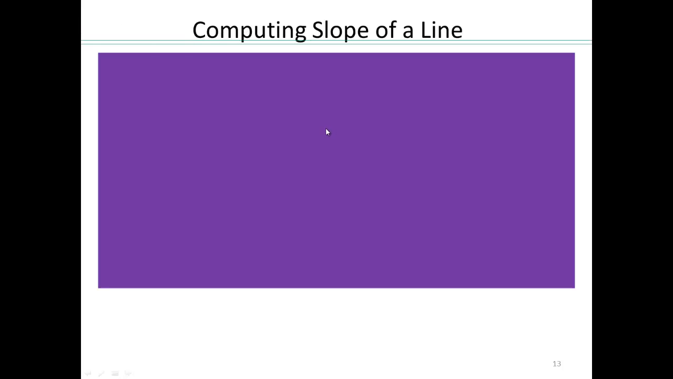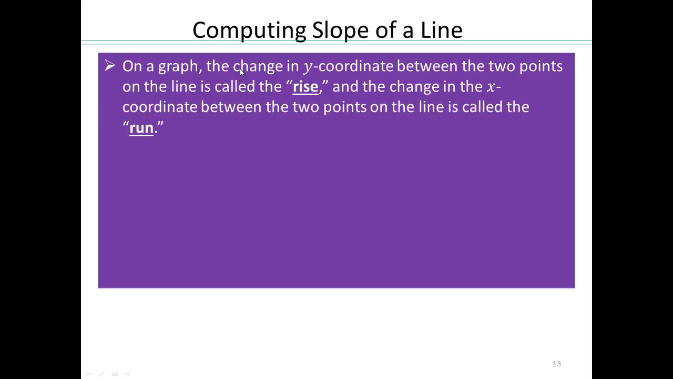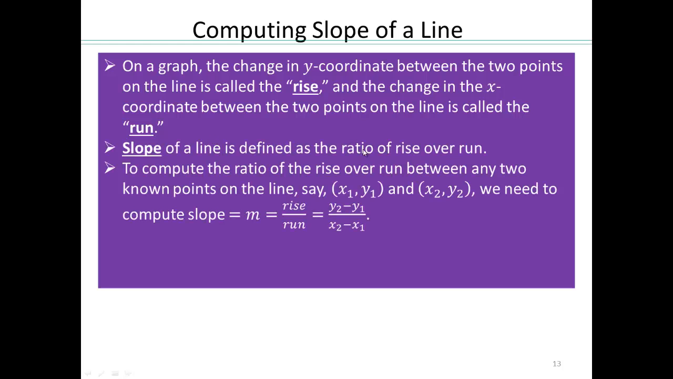All right, so computing slope of a line. On a graph, the change in y-coordinate between 2 points on the line is called the rise, and the change in x-coordinates between 2 points on the line is called the run. So rise over run will be our slope. That will give you the rate of change. So slope of a line is defined as the ratio of rise over run, rise divided by run.